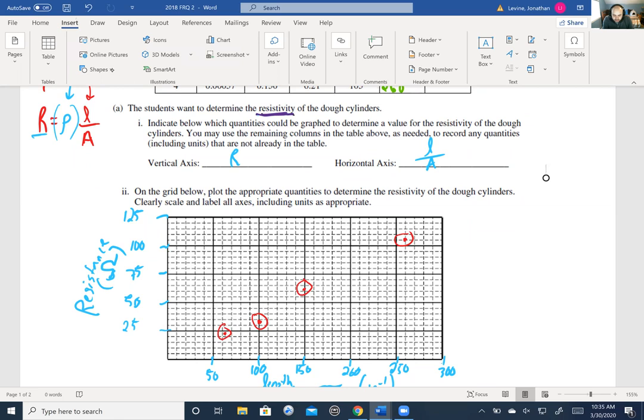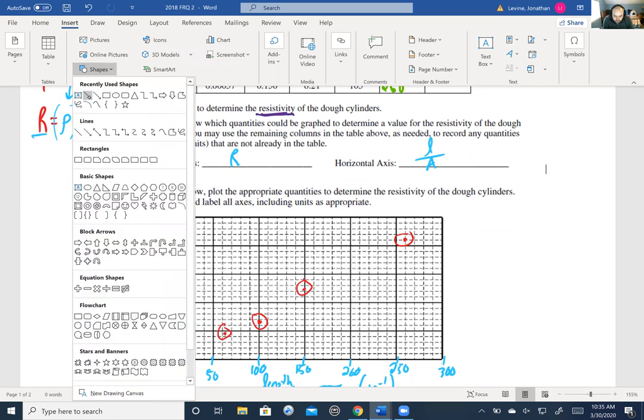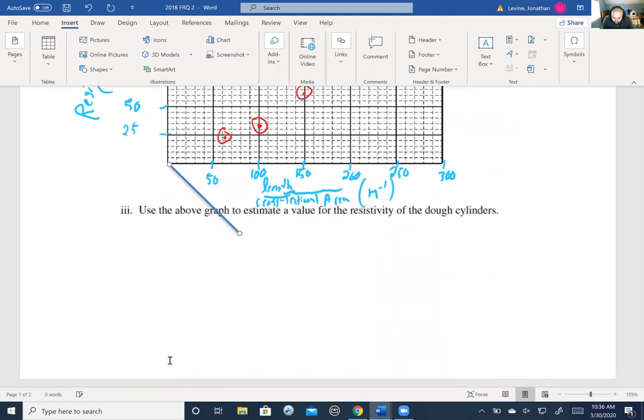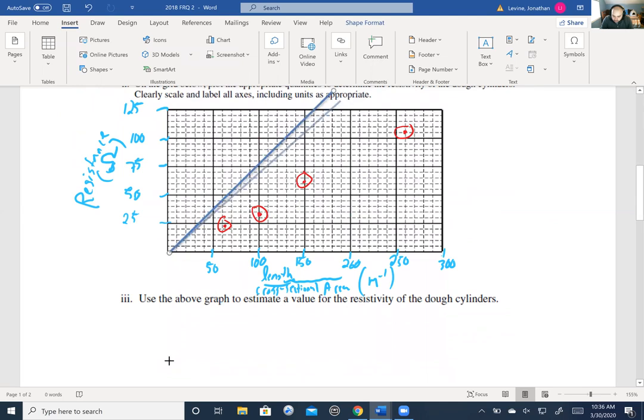Insert shape. Ooh, let's do a line. Let's see if I start here. No. Okay. What looks like a decent fit for these guys? Maybe something like that. Look at that. Maybe I can do a line of best fit.